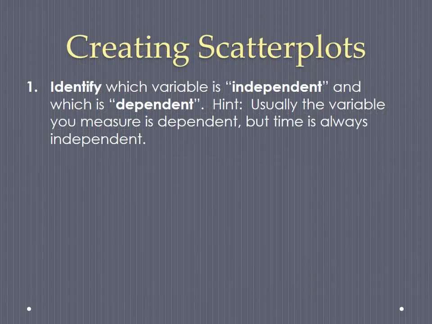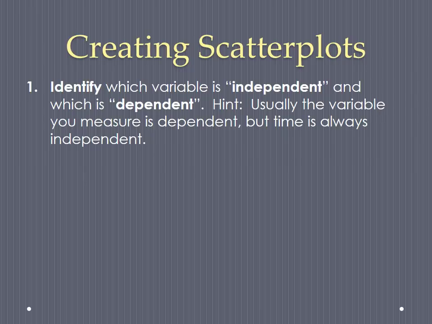So the first step in making a scatter plot is to identify your variables. These variables are called the dependent and independent variables. Identifying the two can be tricky at times, but the more you practice identifying the two, the better you'll get at it. A good hint is that the variable you are measuring is usually the dependent variable, and that time is always the independent variable.